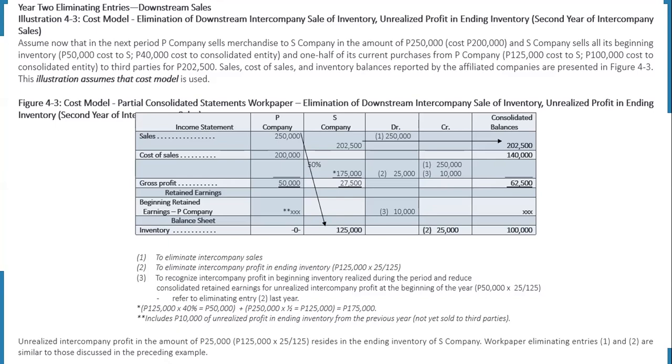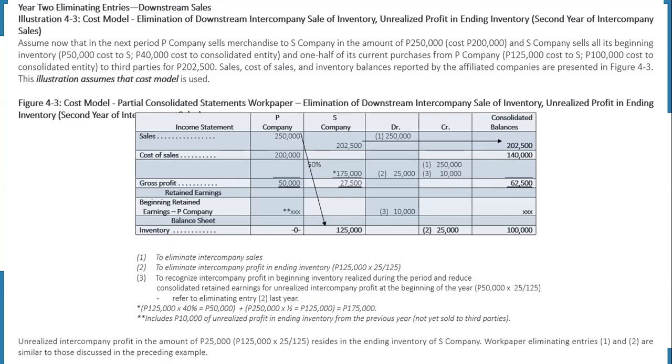Then number 3, to recognize intercompany profit in beginning inventory realized during the period and reduce consolidated retained earnings for unrealized intercompany profit at the beginning of the year. That's 50,000 multiplied by 25 over 125. Now that's for the intercompany profit in beginning inventory realized during the period and reduce consolidated retained earnings for unrealized profit at the beginning of the year, referred to elimination entry number 2 last year.